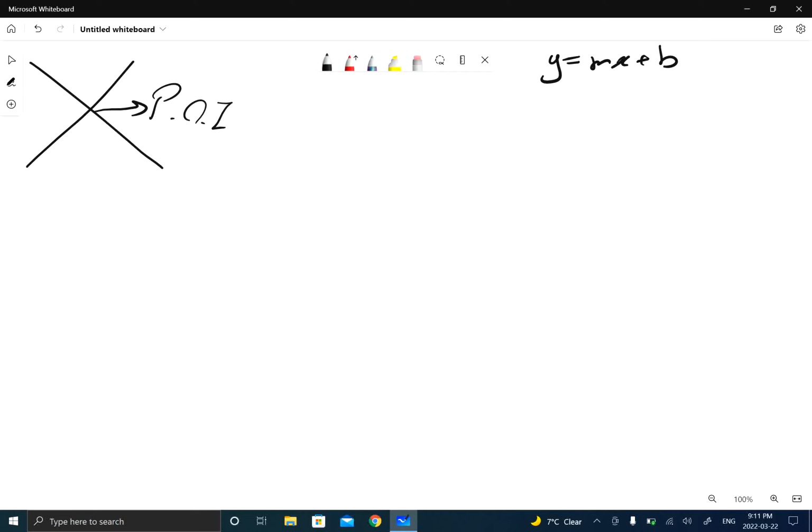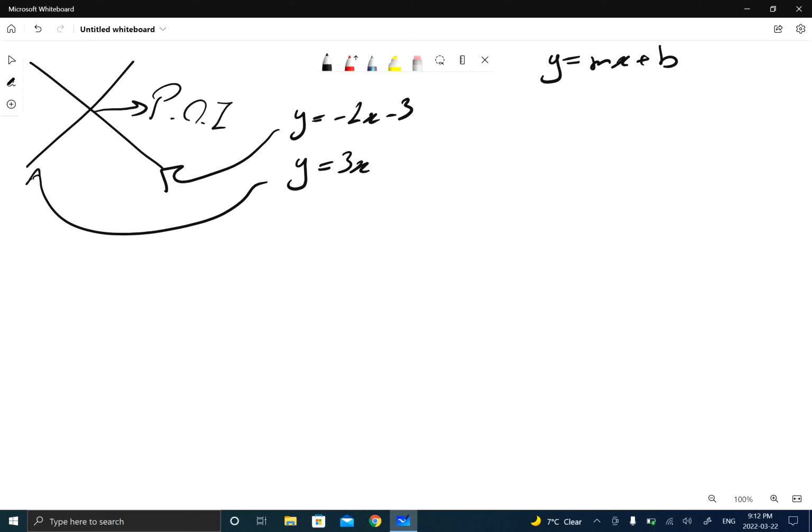For the lesson, I'm going to do an example so that you can see it and realize what I'm going to do. For example, y is equal to negative 2x minus 3, and this other one is y equals 3x minus 8. As you can see, we have two lines here. This one is really easy to work with and find the point of intersection. How are we going to do that?